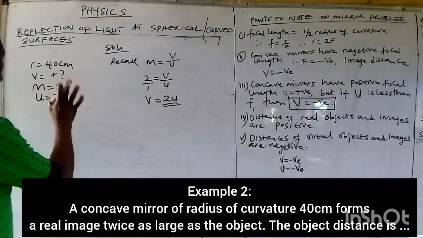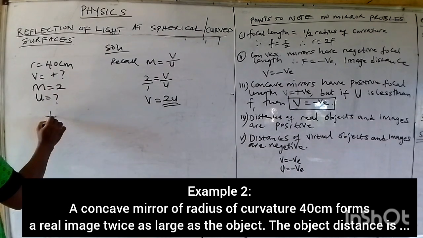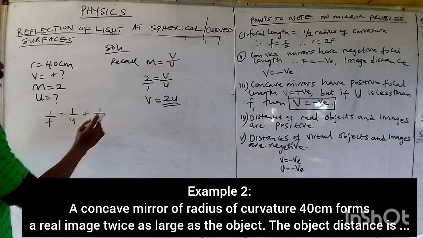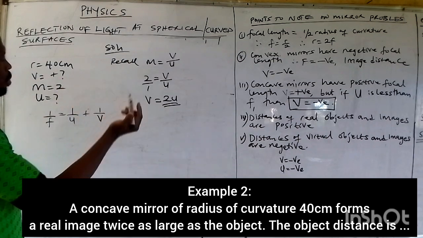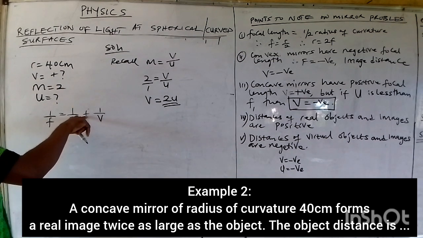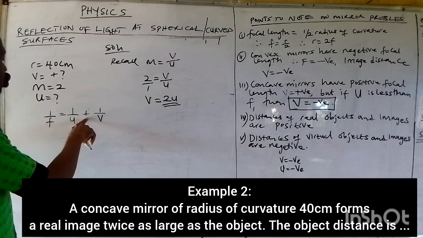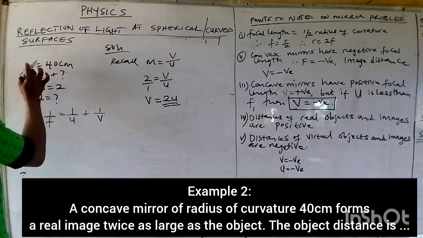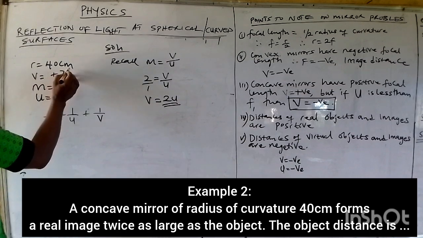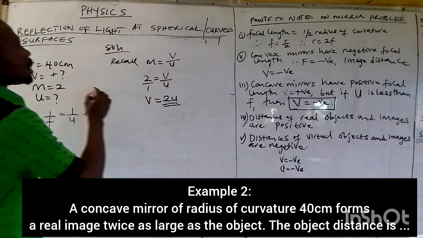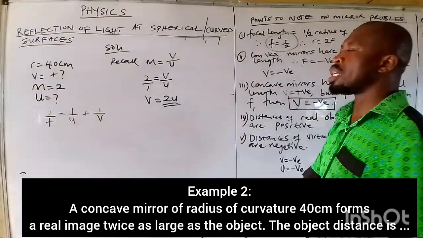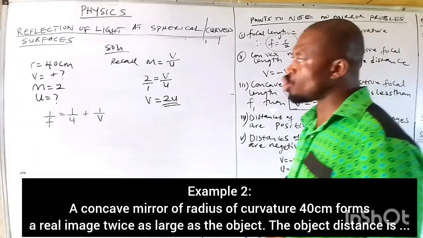At this point, we substitute into the mirror formula. 1 over F is equal to 1 over U plus 1 over V. Remember that this is a real image. V is expected to be positive. And in this case, since radius of curvature is 40, recall that focal length is radius of curvature over 2.